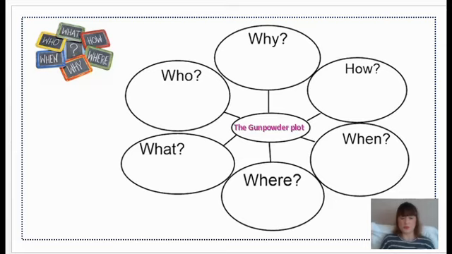So pause me now if you need to and draw a spider diagram in your books, or write the side head in the Gunpowder plot. Get as much information as you can, because it'll help you later on. And here are the videos.